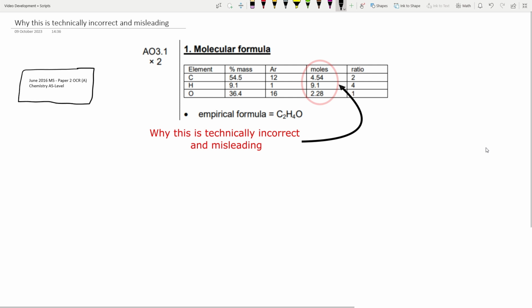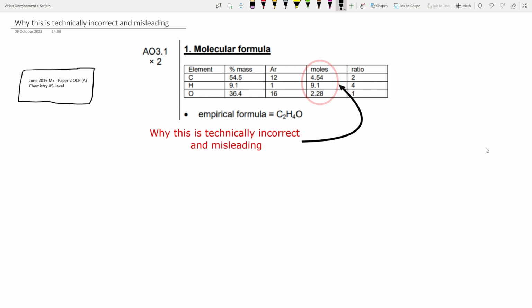Now, while all the other columns in this table are correct, this one is potentially incorrect and potentially misleading. While the table does fully work itself out, I believe this fourth column is potentially misleading. Let me show you why.